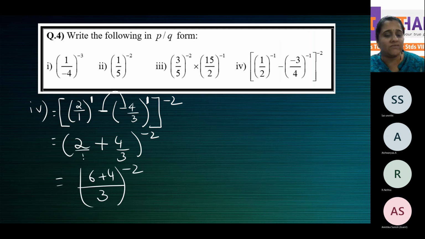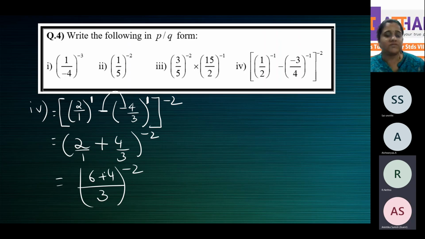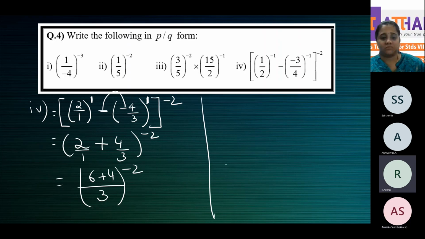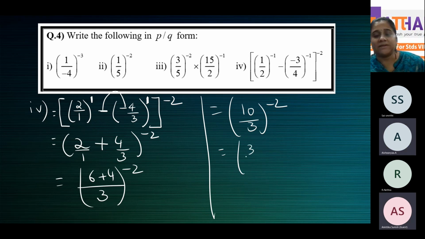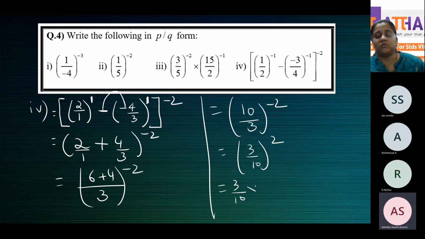Children, you should understand why it is 6. LCM: 3 twos are 6. That's why we should take 2 here. So 10 by 3 to the power minus 2. What is 10 by 3 to the power minus 2? It is 3 by 10 to the power positive 2, which is 3 by 10 into 3 by 10, which is 9 by 100.